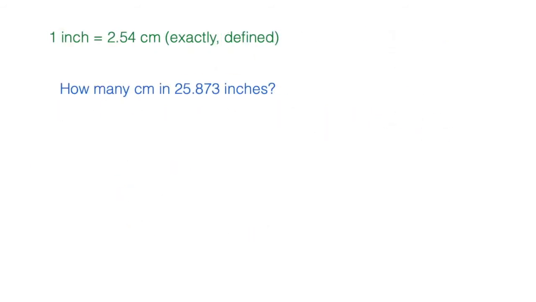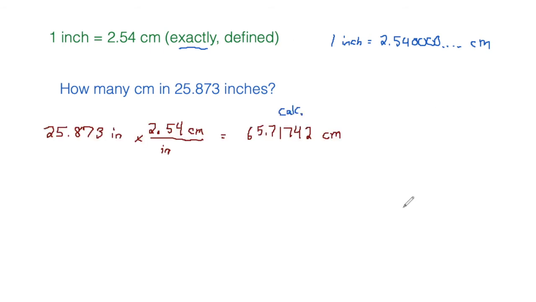A lot of times this will come up when you have a relationship that is exact. Here we have the relationship between inches and centimeters, and that is a defined relationship. We can also write that 1 inch is 2.540000 centimeters. We could keep going as long as we want because we never run into an uncertain digit. When we do this multiplication, our calculator gives us an answer of 65.71742 centimeters.